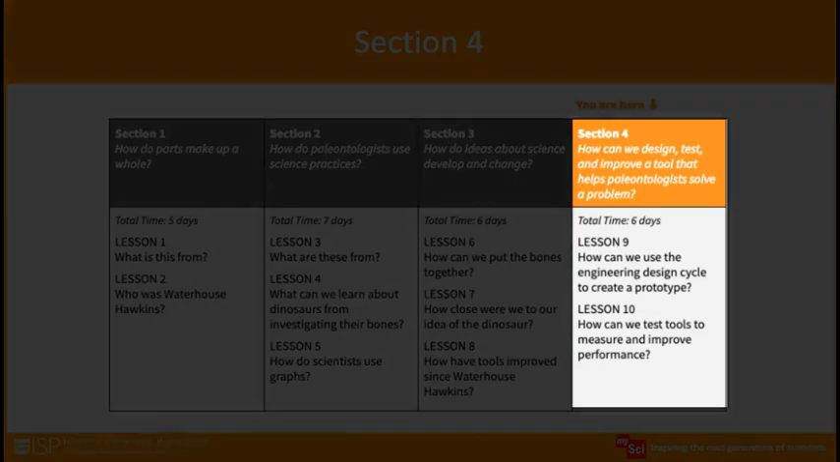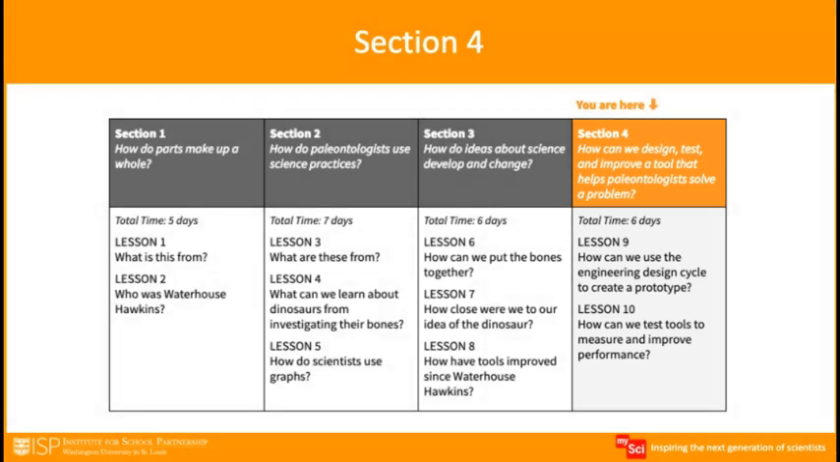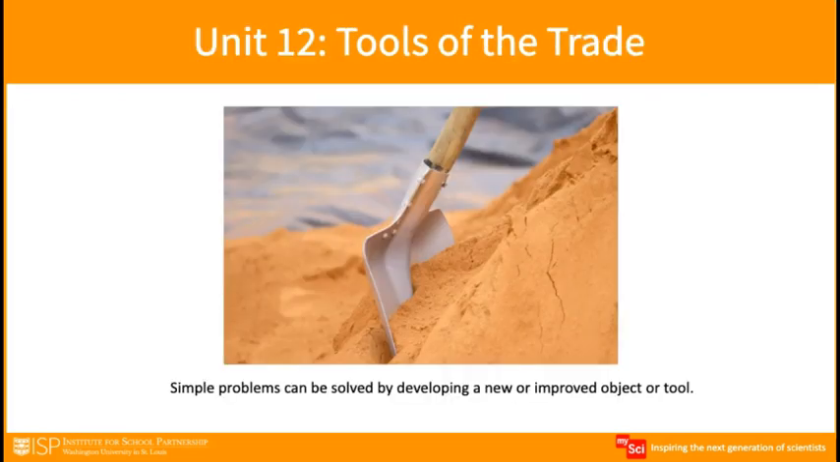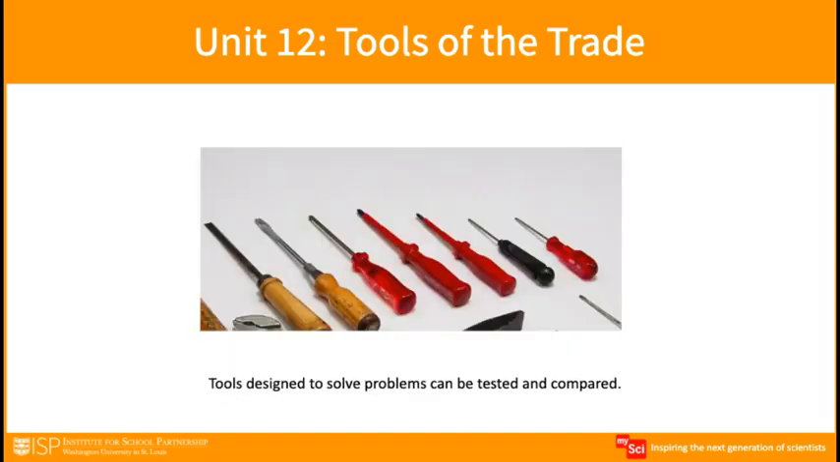Section 4 asks students to create and test a prototype of a tool that could help a paleontologist. This section will take about 6 days. Old tools can be improved and new tools created to solve simple problems like uncovering dinosaur bones or removing sand. Engineered tools can be tested against criteria and constraints to determine the best tool to solve the problem. By the end of this unit, students will test their prototype and compare it against those of their peers.